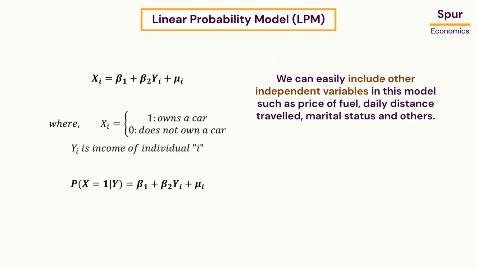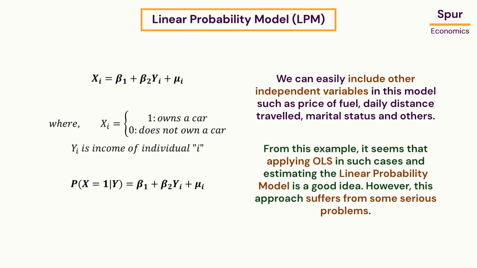We can easily include other independent variables in this model, such as price of fuel, daily distance traveled, marital status, and others. From this example, it seems that applying OLS in such cases and estimating the linear probability model is a good idea. However, this approach suffers from some serious problems.